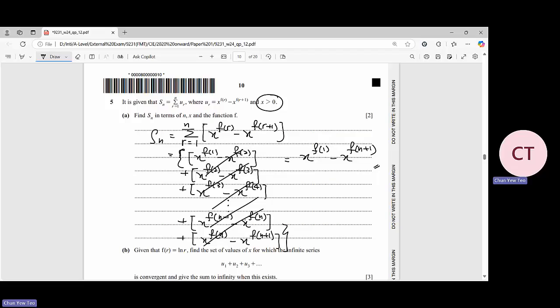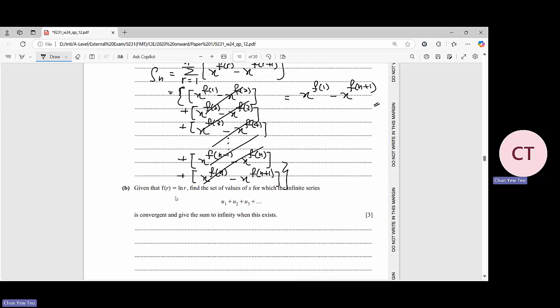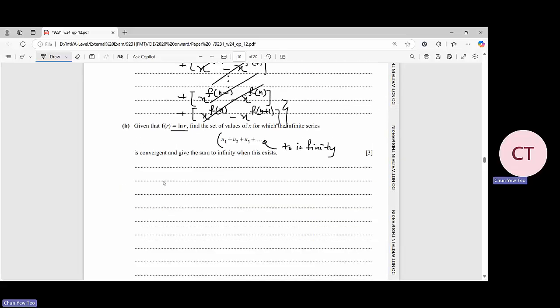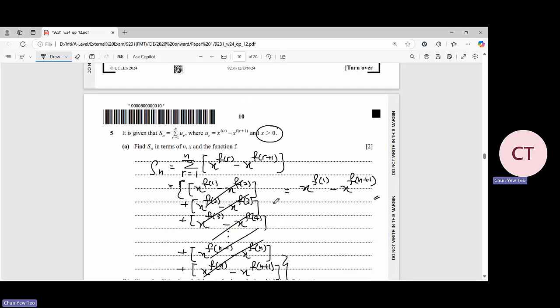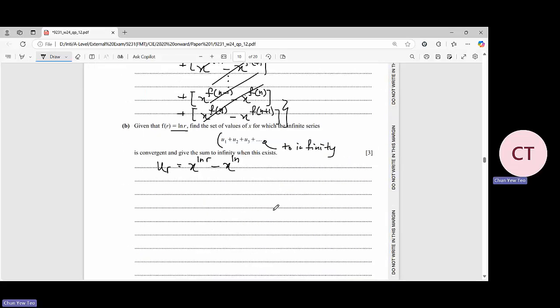Now we move on to part B. Now they're giving you fr like this, and they want you to find the sum to infinity. So now, your Ur will be written as x^(ln r) minus x^(ln(r+1)), where fr is ln r.